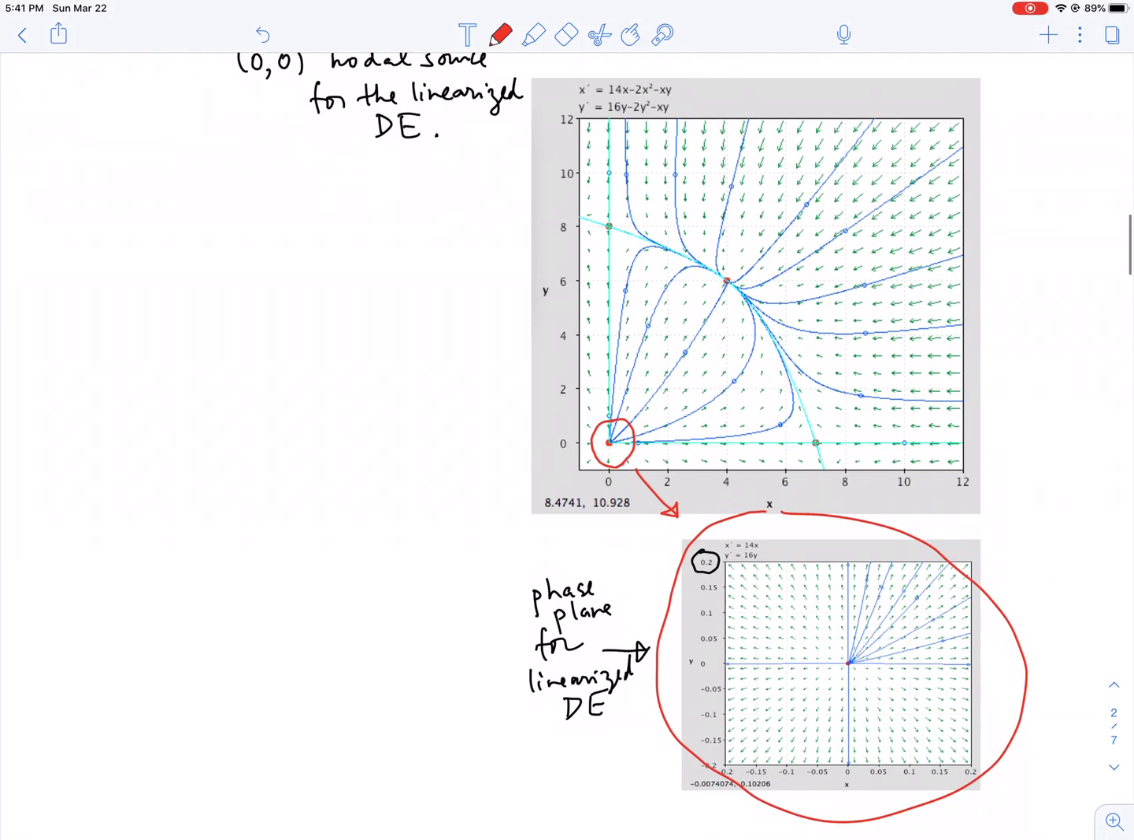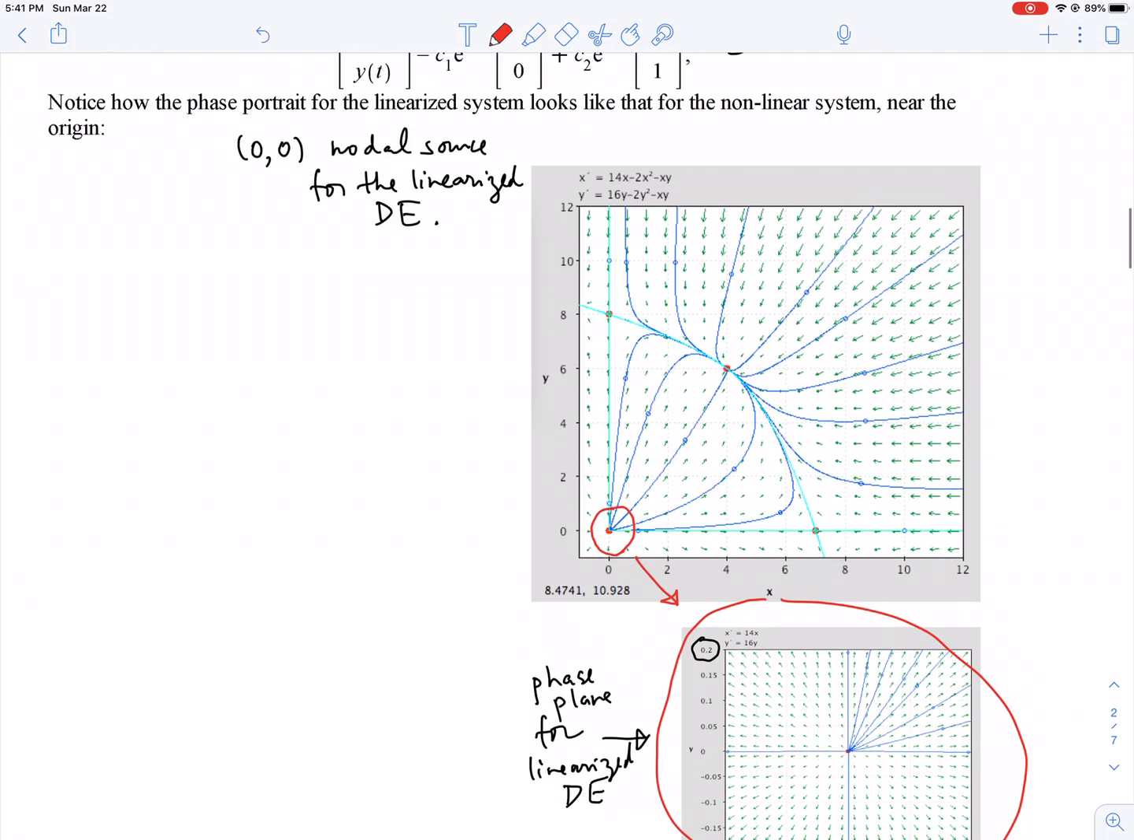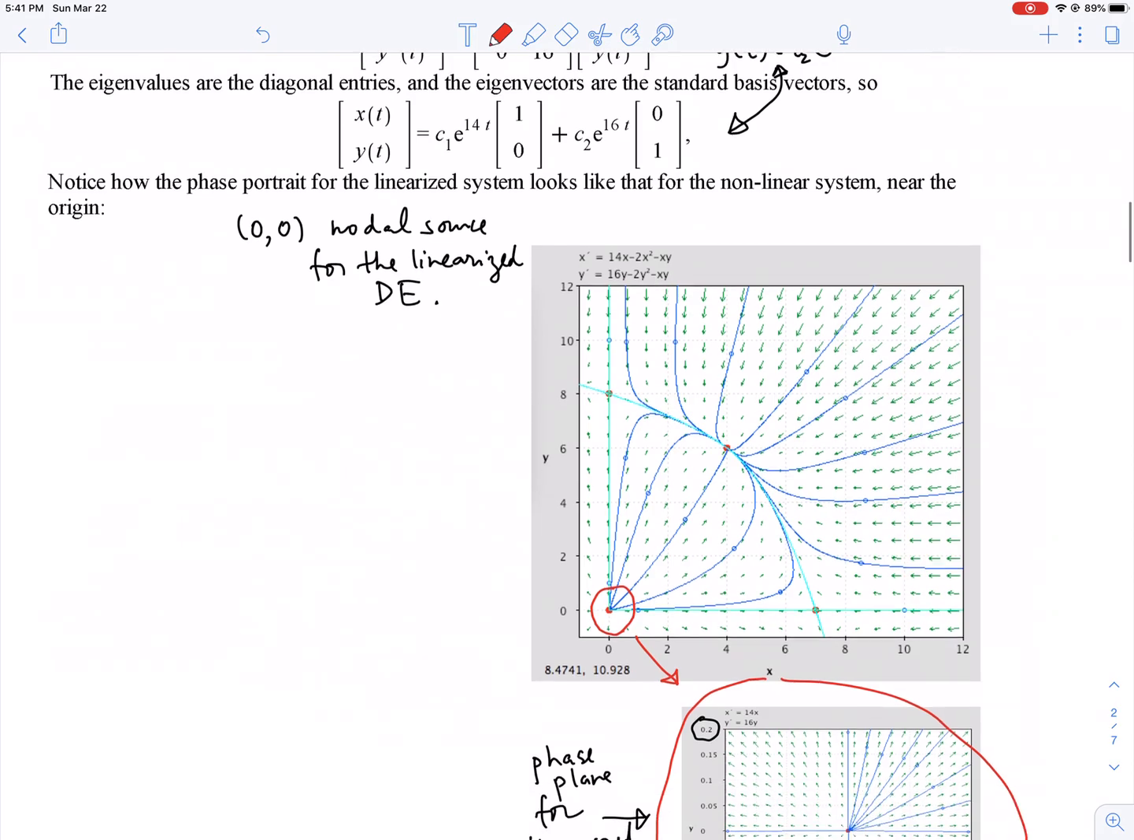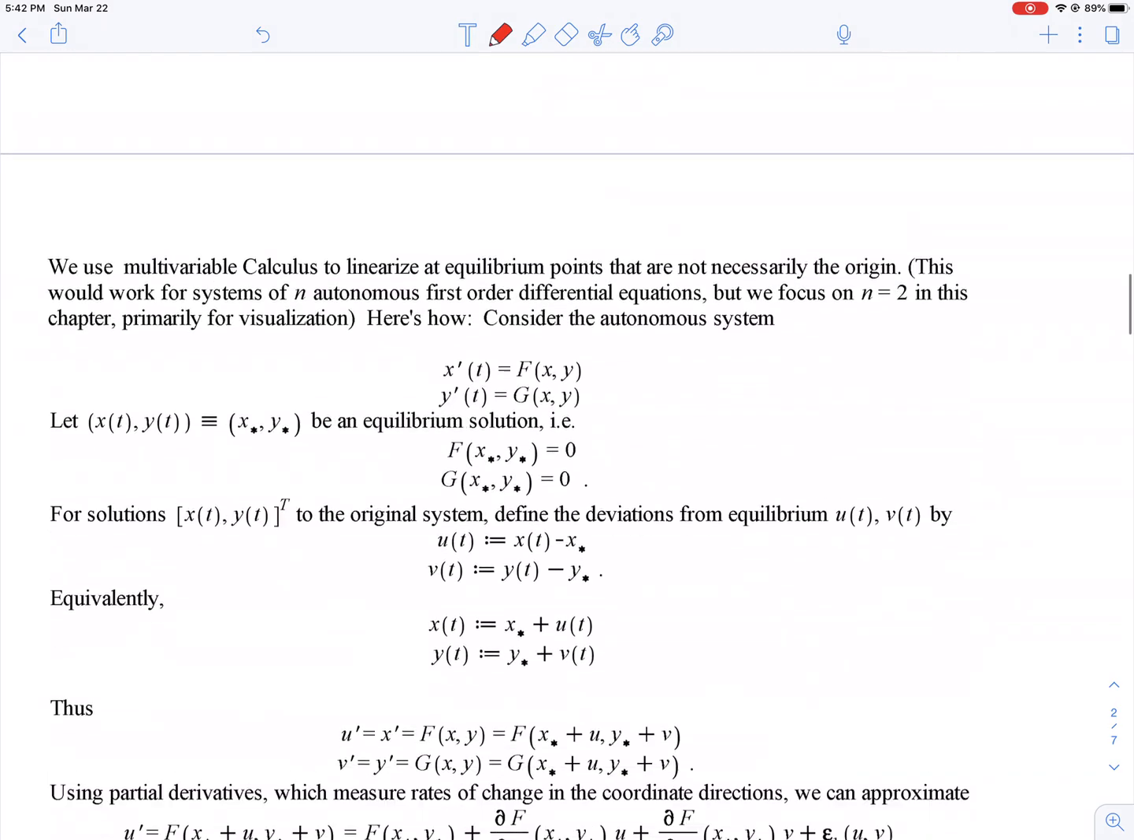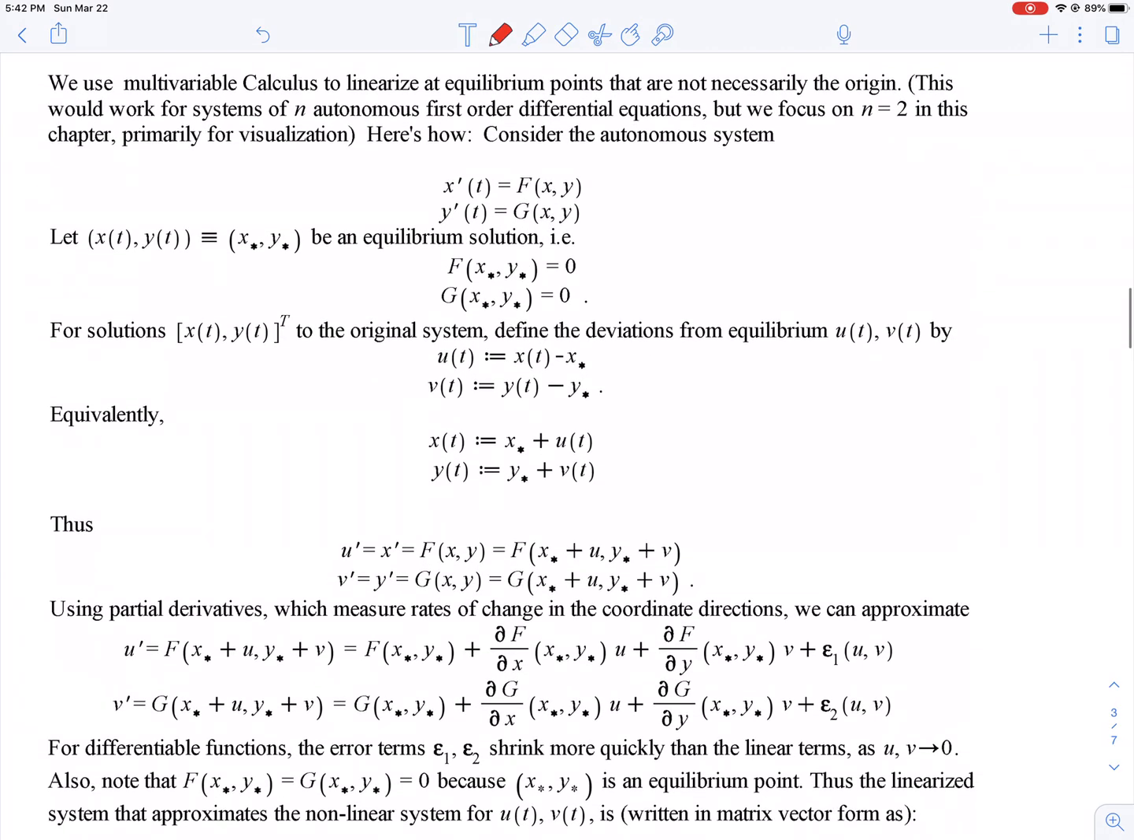Okay, so that's linearization illustrated in a case where it was easy to linearize. Now, let's use the multivariable calculus approximation formula to do this process at points which are not the origin.